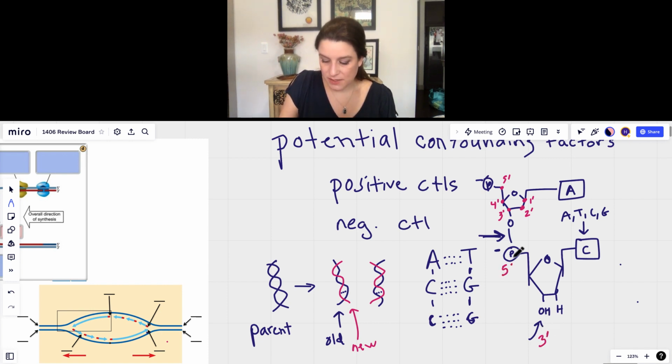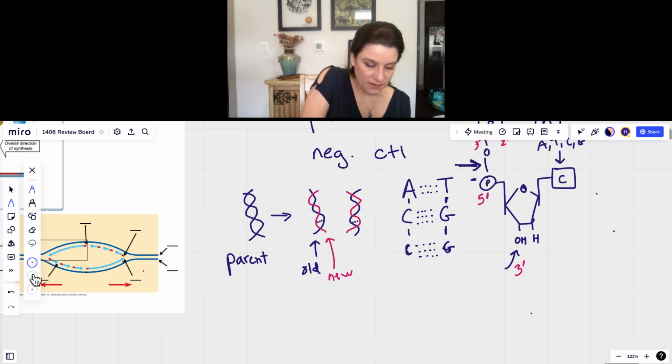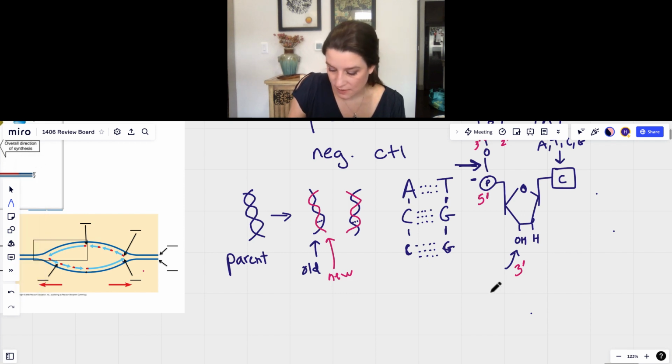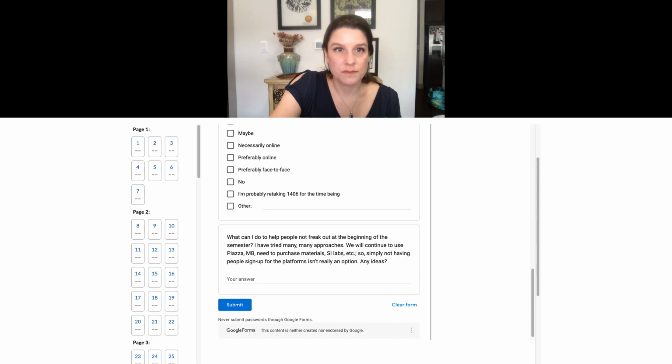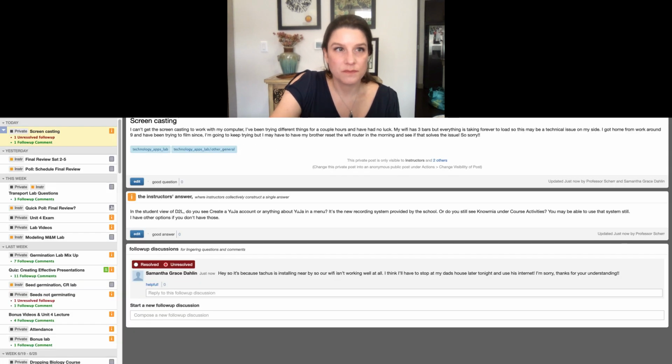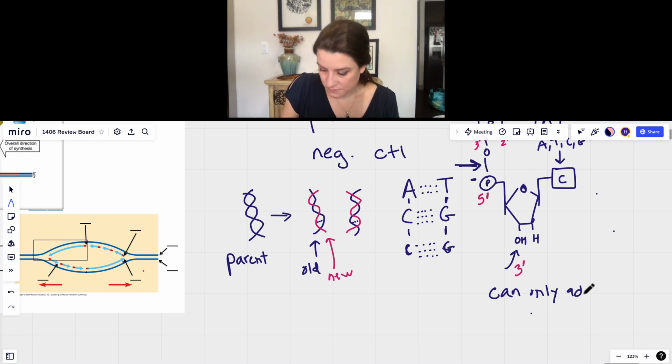And this matters because both DNA and RNA, for that matter, can only be built on the 3' end. And that's why they are built directionally. They can only be built on the 3' end, but they go 5' to 3'?